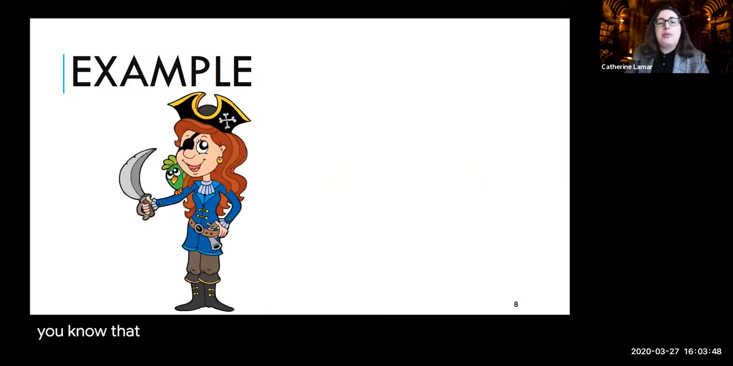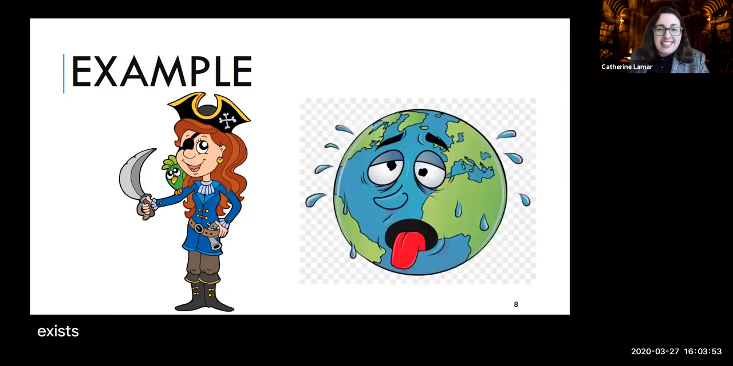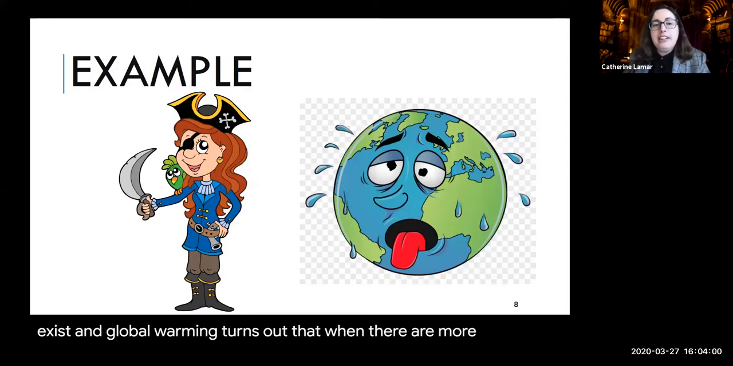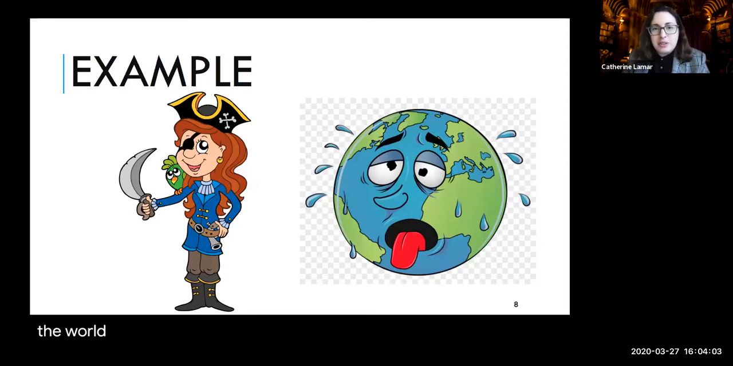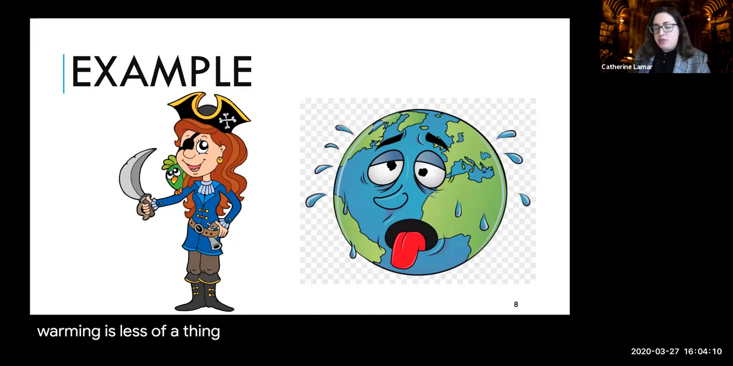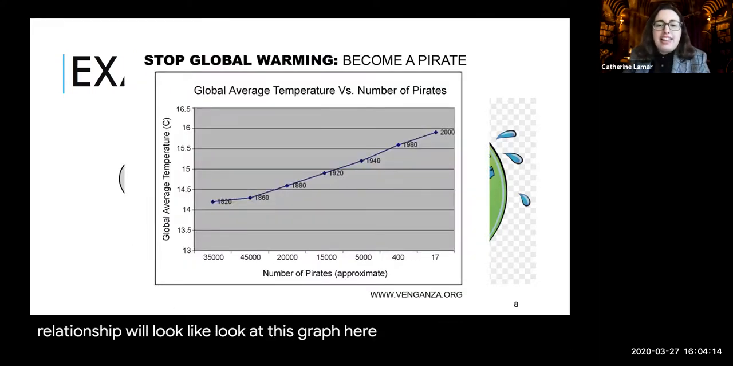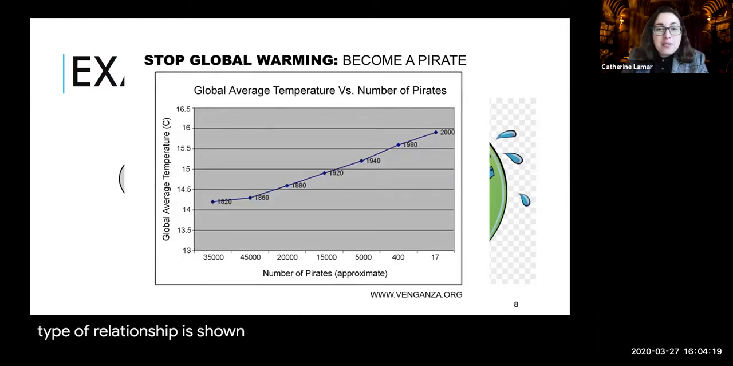Did you know that there's a correlation between the number of pirates that exist and global warming? Turns out that when there are more pirates in the world, global warming is actually better. In other words, global warming is less of a thing. So I want you to think about what that relationship would look like. Look at this graph here. Looking at that line, what type of relationship is shown? Hopefully we're all thinking, oh, this looks like a positive relationship, right?